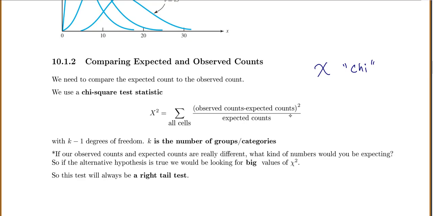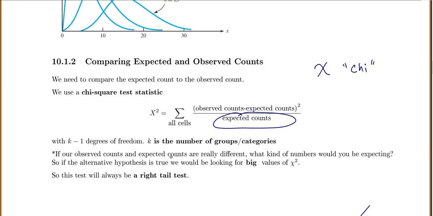And then we want to scale it somehow. If we were dealing with really big numbers, our differences would also be really big just because our numbers are really big. So we divide by our expected counts just to scale it. One of the biggest mistakes I see is people divide by the observed count. You're supposed to divide by the expected count. So you'll do each observed count minus the expected, square it and divide by the expected, and then add them all up. And we're going to have k minus 1 degrees of freedom, where k is your number of groups or categories, whatever you want to call it.